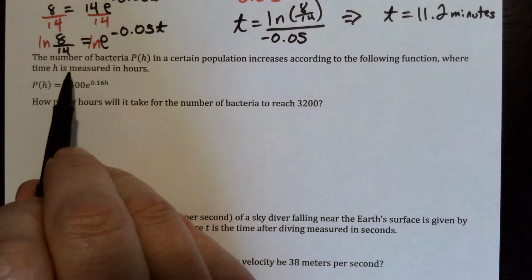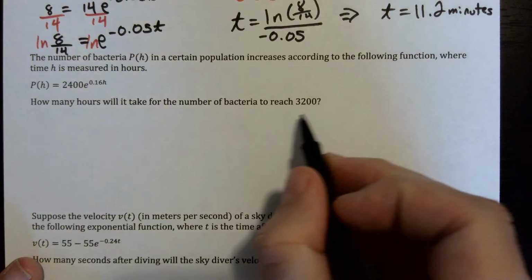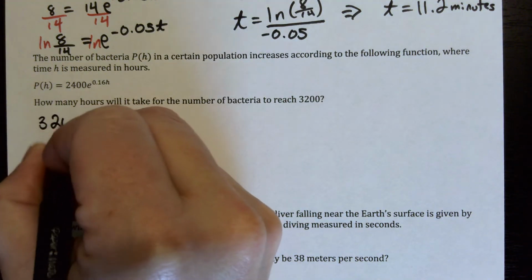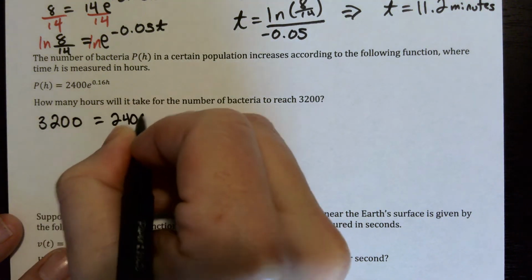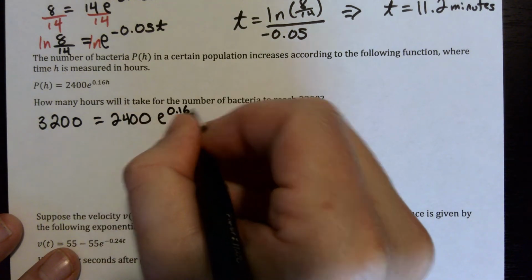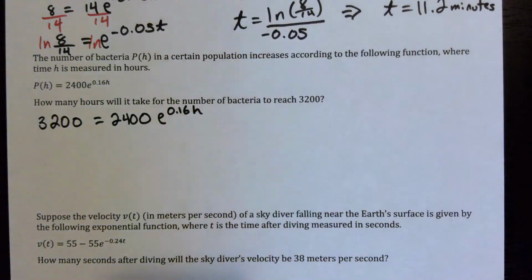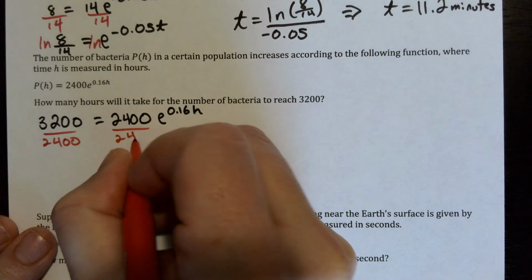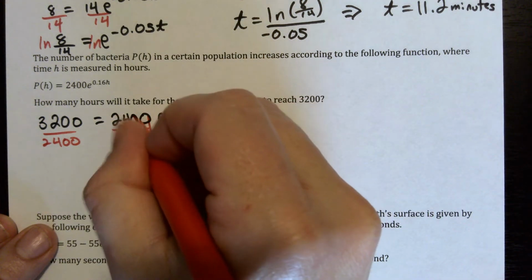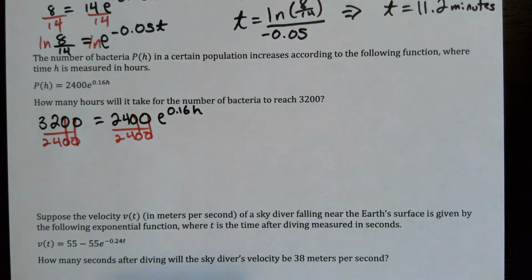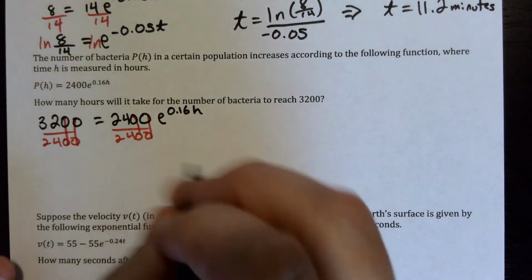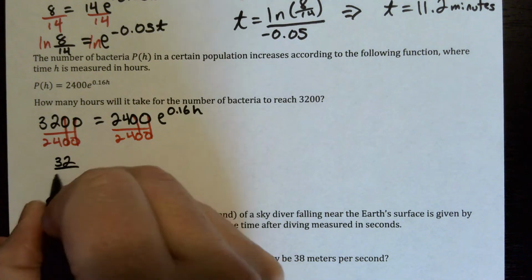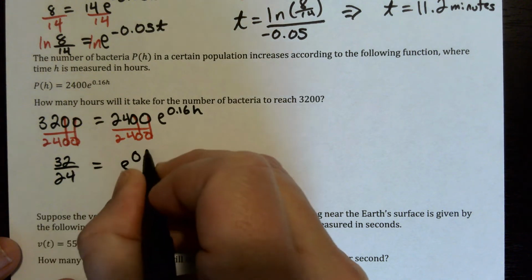Okay, so we know that the number of bacteria is P of h, and we want the bacteria to be 3200. So we replace P of h with 3200 and solve. 3200 is equal to 2400e to the 0.16h. Okay, we can first divide this. And if you want, you can cancel out a couple zeros, right? Make it 32 over 24. You can even cancel it more than that if you want, or not at all. It just makes it to where you have to type smaller numbers when we get the final answer. Okay, so 32 over 24 is equal to e to the 0.16h.